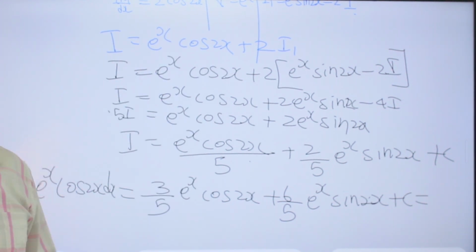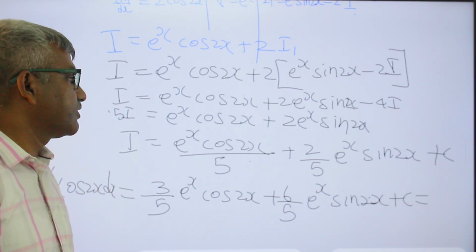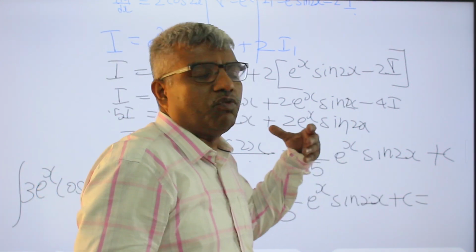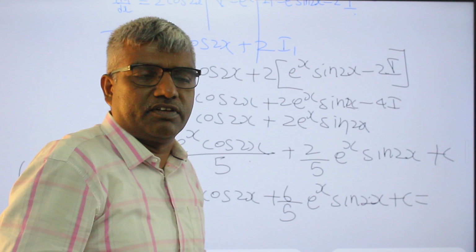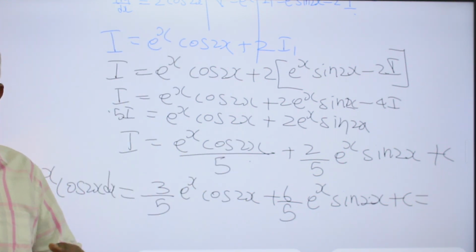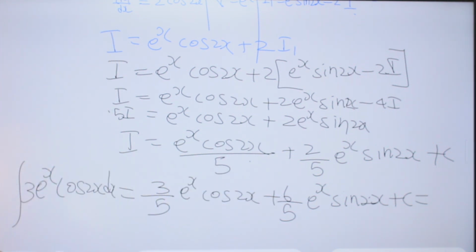Okay, please copy it. Plus 3 by 5 e power x cos 2x plus 6 by 5 e power x sin 2x plus c. It's a very difficult sum. If it comes, you can score 12 points. Just the same integration that you started will come 2 times. Then you rearrange it and do it perfectly. Do check 2 times, 3 times. Then in this question you are going to score 12 marks. Okay, see you. Thank you.